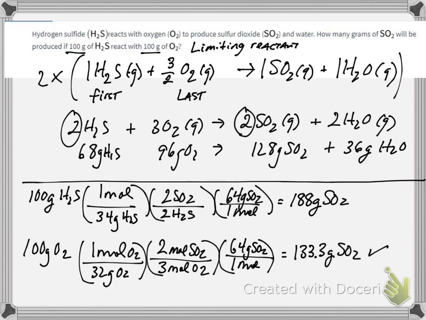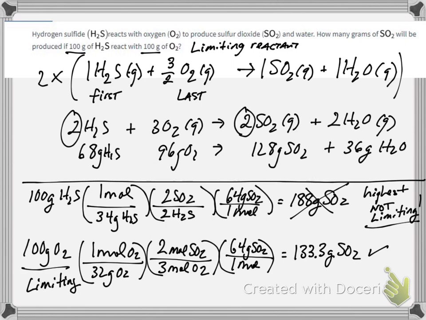So this is the smallest amount. That means O2 is limiting. It means H2S is in excess because it makes too much or more than O2 does. And so we've now determined that the limiting reactant is oxygen, and the maximum SO2 we can make is 133.3 grams. So remember, using the formula this way helps you organize the calculation once the reaction is balanced.